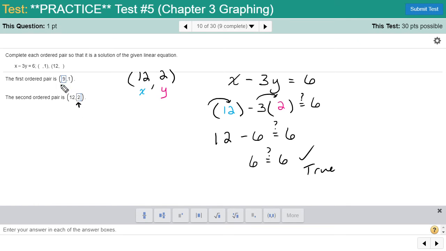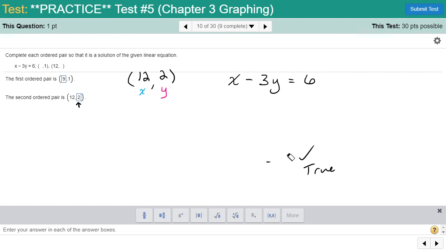And we could do the exact same thing with the first ordered pair here, this 9 comma 1. We could take it, plug it in, and see what happens. So let's go ahead and do that just to confirm that in fact our first ordered pair is also correct. So we'll erase some of this work here. We'll get rid of this ordered pair. And we want to test now the entire ordered pair. So this 9 and this 1. So x minus 3y equals 6. Well, we know that the x is going to be 9 minus 3 times y. But y in this case is 1.